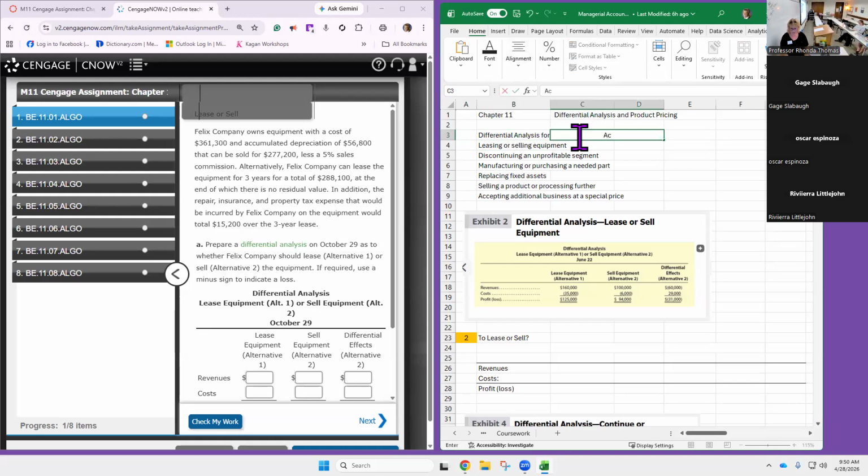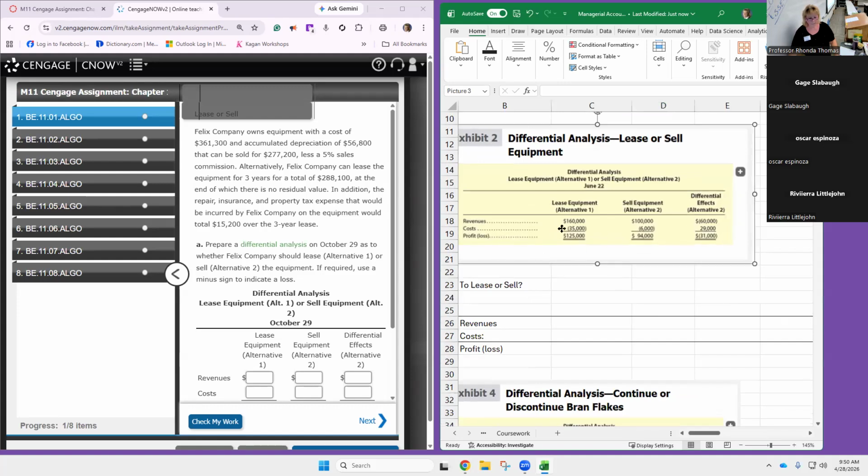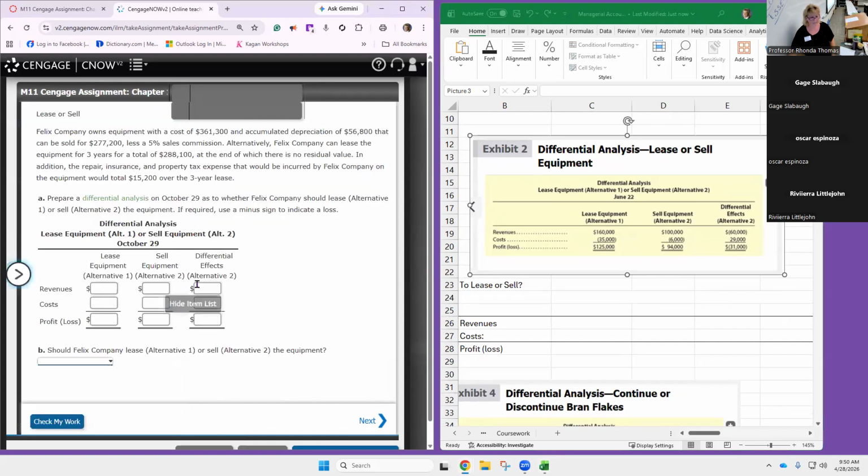So I'll just put for accounting decisions. Okay, so once again, that's leasing or selling, discontinuing an unprofitable segment, manufacturing or purchasing a needed part, replacing a fixed asset, selling a product or processing it further, and accepting additional business at a special price. So here's where we're at. First one is about whether we lease or we sell something, all right?